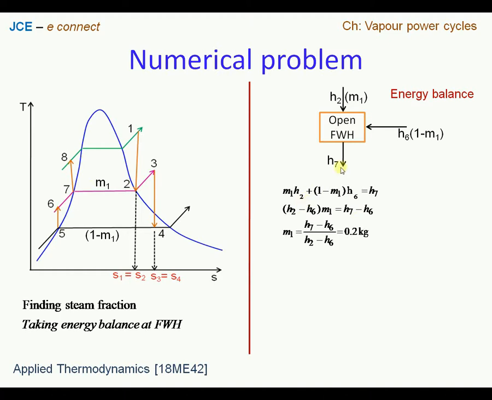So when we do that small exercise, we have M1 into H2 coming in, plus 1 minus M1 into H6 should be equal to H7, so this is an energy balance equation. Therefore let us now take H6 into the brackets. Then we simplify that. We are going to get a common term here as H2 minus H6. Take out the M1 outside. Therefore M1 will be equal to H7 minus H6 divided by H2 minus H6.